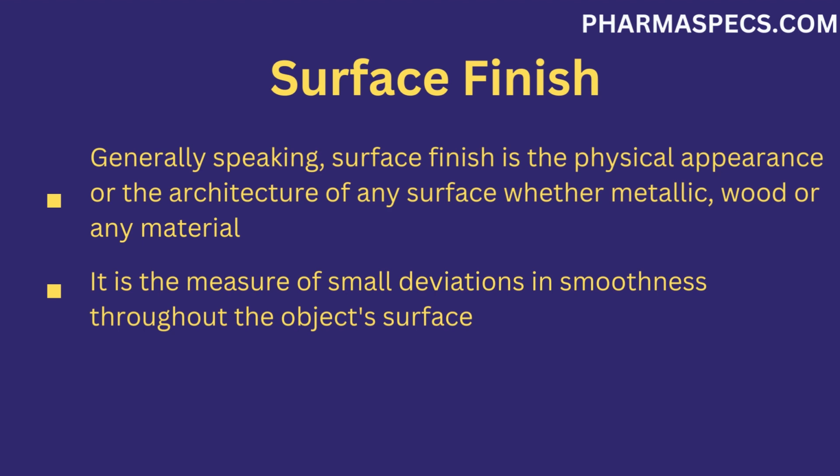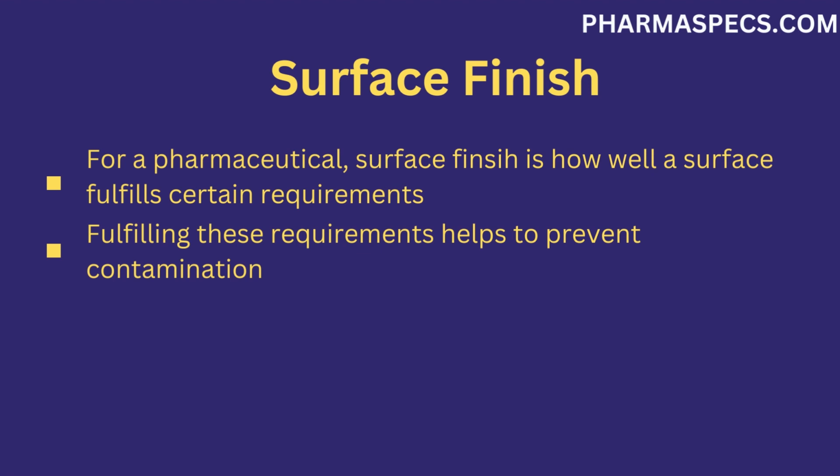Generally speaking, surface finish is the physical appearance of any surface, whether metallic or non-metallic. It is the distribution of surface features throughout the body of that particular equipment. It is a measure of deviation in surface smoothness throughout any object surface. From a pharmaceutical point of view, surface finish is the measure of surface smoothness of pharma equipment. It is a measure of how well the surface of pharma equipment fulfills certain requirements which help to prevent contamination and microbial growth.